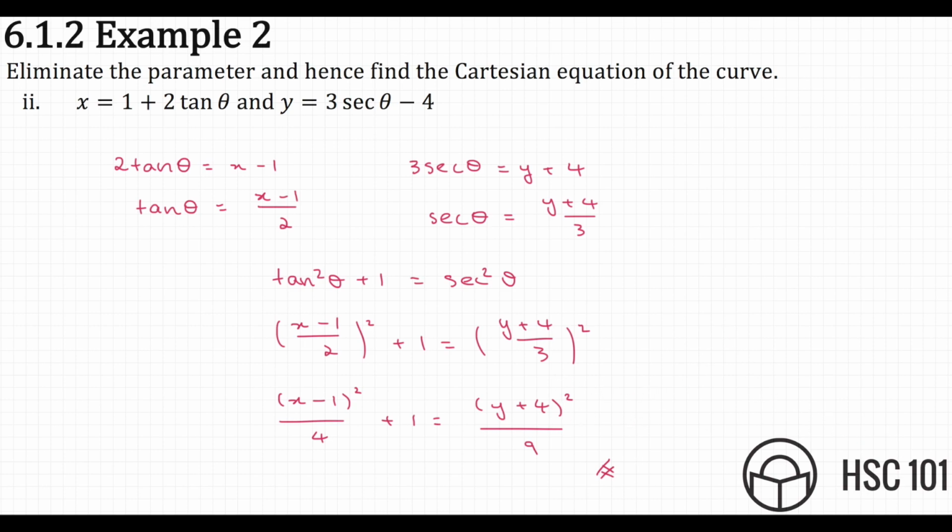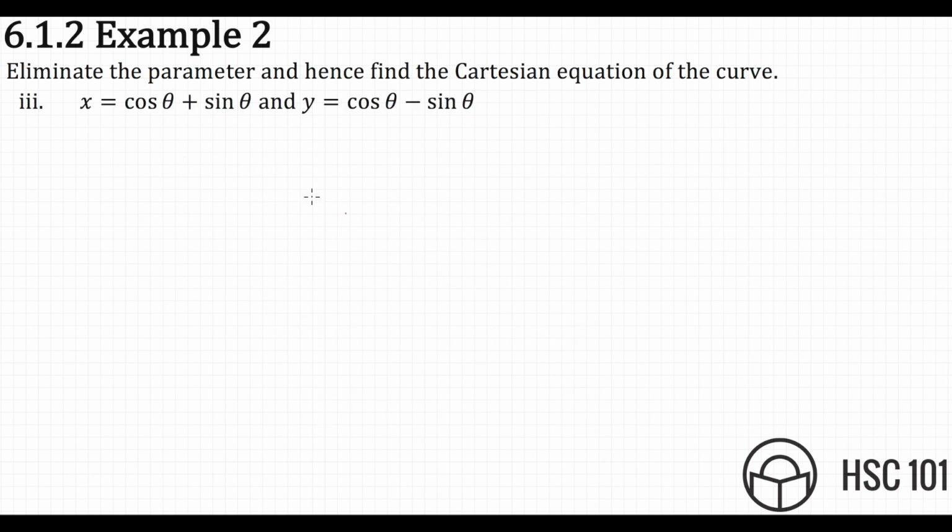So now moving on to part 3. We've got x equals cosine theta plus sine theta, and y equals cosine theta minus sine theta. In this case, I see a lot of cosine thetas and sine thetas, and what comes to my mind is that sine squared theta plus cosine squared theta equals 1. Now, there are a couple of different ways of approaching this. One way, which in my opinion is the easier way, is if I start off with x. Let's say I square it.